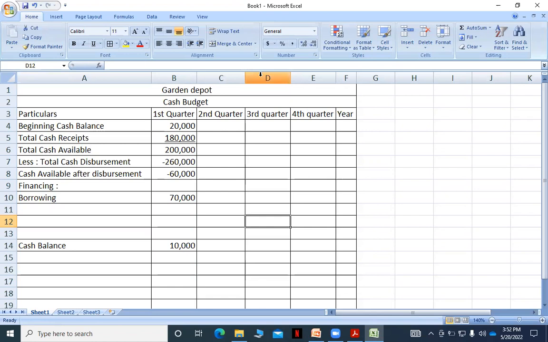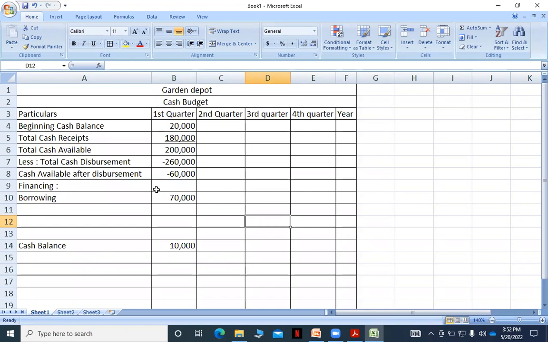Month, quarter, whatever it is. So if there is any excess amount of cash next period, like next quarter or next month, in that case, after the minimum balance, if there is any excess amount of cash, you need to repay the previous loan.